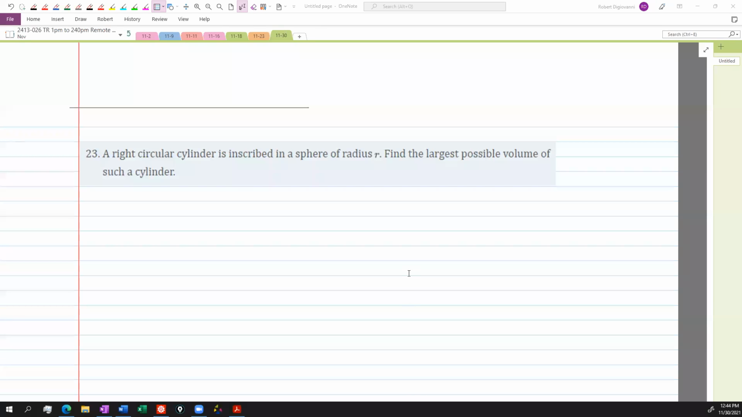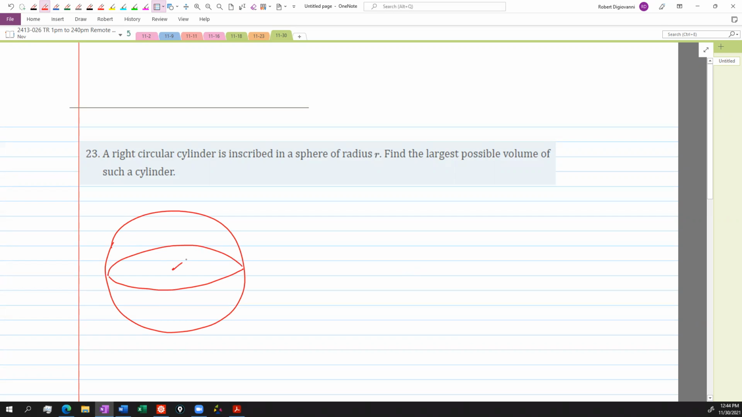Okay, so we're working this one. We have a right circular cylinder that's inscribed in a sphere of radius r. Now, I did an example in class where the radius was 9, I think 9 feet or something like that. Here, we're not given the radius of the sphere, so the sphere is going to have some arbitrary radius, which I will call lowercase r to match what's here.